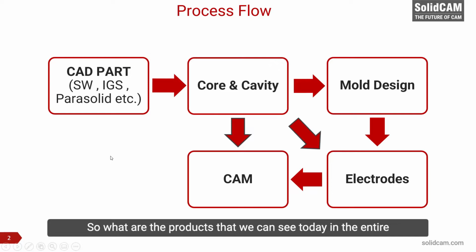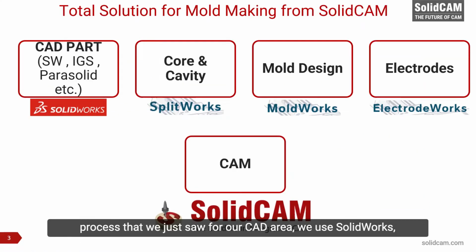So what are the products that we can see today in the entire process that we just saw? For our CAD area, we use SolidWorks, which is capable of doing any kind of parts, modeling, solids and surfaces. It's also capable of handling third-party files like IGS, Parasolid, STEP, VDAFS, Direct NX, Direct Pro-E, Creo, Direct Inventor, or Direct Solid Edge.